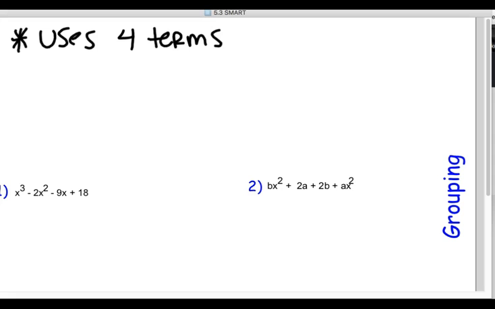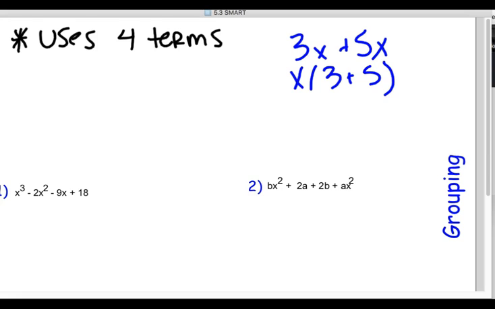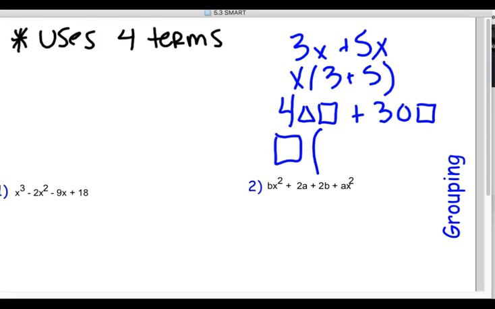So looking at this in different ways, between 3x plus 5x, what's the greatest common factor of those? X. What would be left on the inside? When you take out an x, what's left behind, you divide. If it was something like 4 triangle box plus 3 circle box, the whole thing about a greatest common factor is you look for what you can take out. It could be a number, it could be a variable, it could be something completely different. You're just looking for what they have in common. So between these two parts, what do they have in common? The box. So I'm going to take out the box, and what's left of 4 triangle box? 4 triangle. And then what's left of this one? 3 circle.